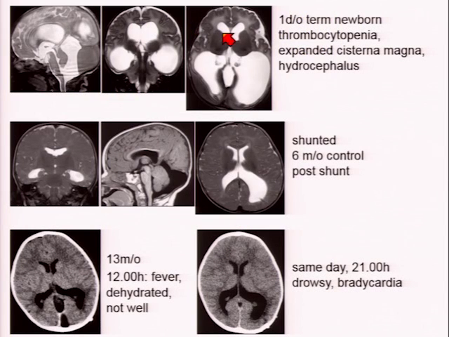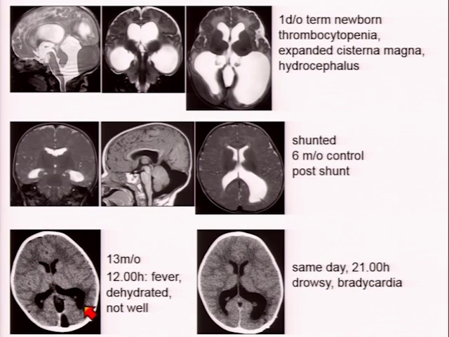This is just an example to show you the importance of not looking too much at the size of the ventricles. This is a case of a child who was born with a thrombocytopenia, expanded cisterna magna, and hydrocephalus. He was shunted, and at the age of 6 months, you see that there was a nice result and a good development of the cerebral mantle. And then he came a few months later to the hospital. It was in July. He was not well. And he presented like this.